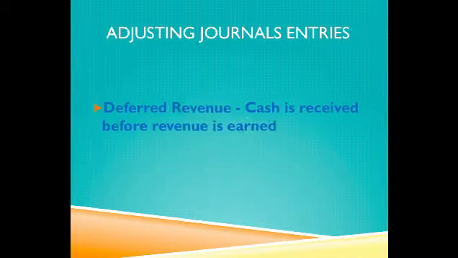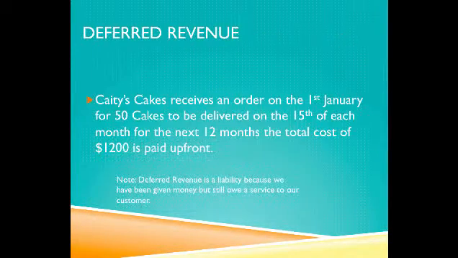Deferred revenue is when cash is received before revenue is earned. An example is if Katie's Cakes receives an order on the 1st of January for 50 cakes to be delivered on the 15th of each month for the next 12 months. The total cost of $12,000 is paid up front.